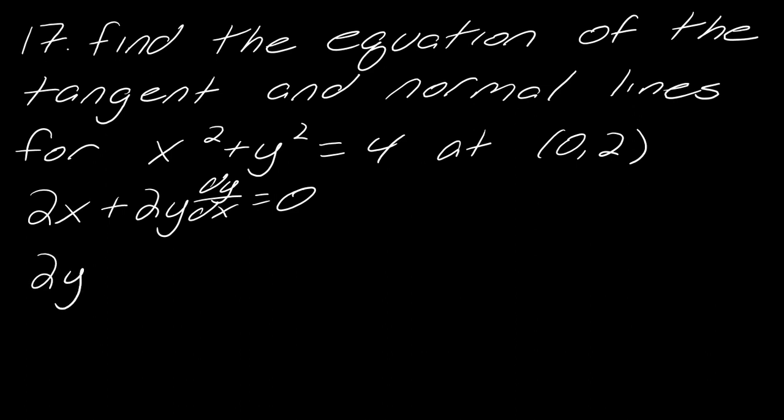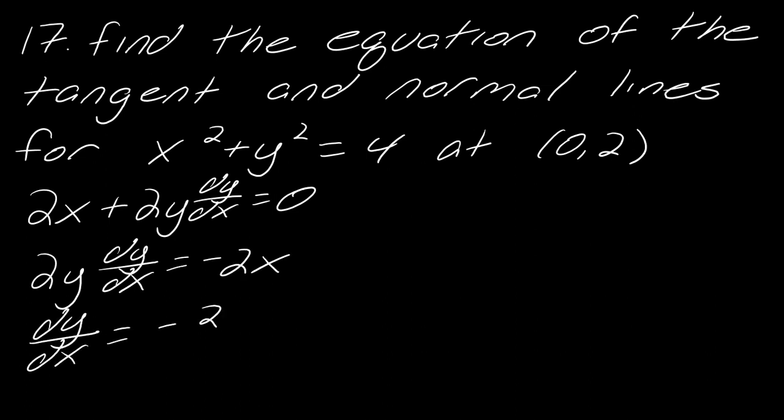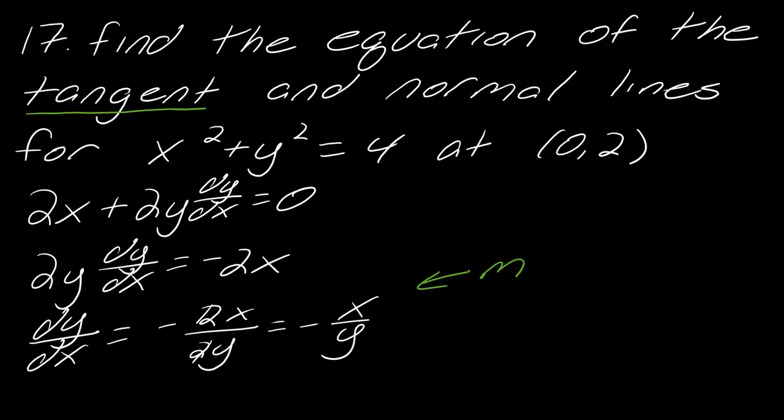So I have 2y dy/dx equals negative 2x. And then I can divide out the 2y to get negative 2x over 2y. So here's my answer. The 2's will cancel out, so I'm just left with negative x over y. Now, I am not done. What does this represent? This is my slope. So this is my m. This is the slope of my tangent line. This is how I would find that.